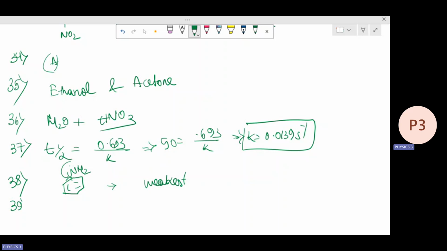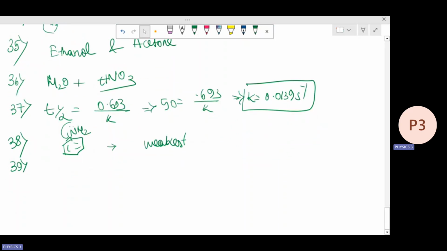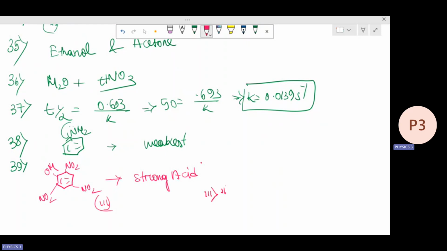Question number 39. You will see the cyclohexanol, acetic acid, 2,4,6-trinitrophenol, and phenol they have given. There is a special case, an exception: 2,4,6-trinitrophenol. If I have OH over here, and NO2, NO2, and NO2, this is 2,4,6-trinitrophenol. It is a strong acid. It is such a strong acid that it will dominate over acetic acid. So if I am giving this one as number 3, what will be my order? It will be 3 greater than 2 greater than 4 greater than 1. This is going to be my order.